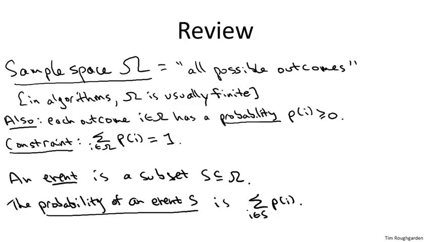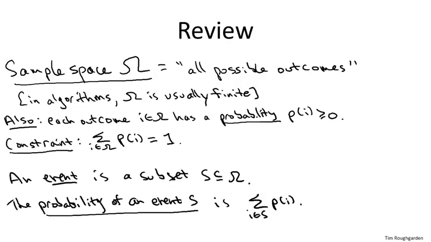So just to make sure we're all on the same page, here's some stuff you should have learned from part 1 of the probability review. You should know what a sample space is. This represents all of the different outcomes of the random coin flips, all of the different things that could happen. Often in randomized algorithm analysis, this is just all of the possible random choices that the algorithm might make. Each outcome i has some known probability p(i), and of course the sum of the probabilities equals 1.